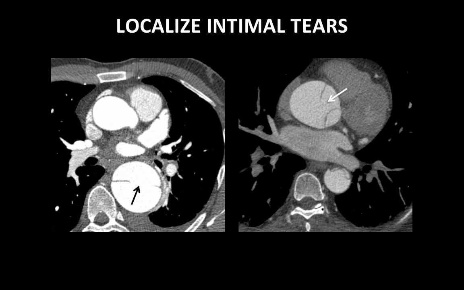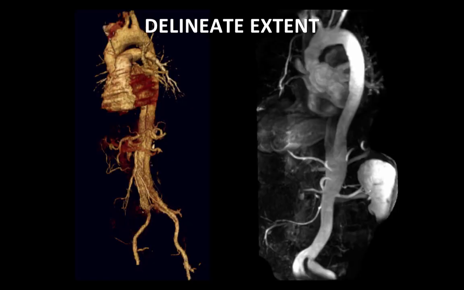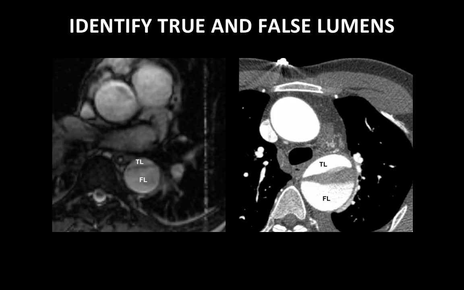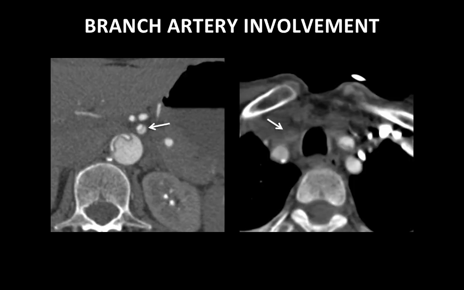Other features of the aortic dissections in particular that the surgeons like to know about prior to deciding how best to treat their patients is the presence and location of intimal tears, the extent of the aortic dissection. It's very important to differentiate between the true and the false lumens, and identifying which branch vessels come off of the true and the false lumens, as well as whether or not the dissection actually goes into any of the branch vessels.